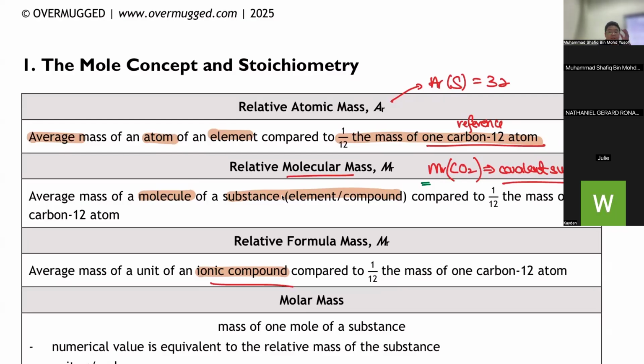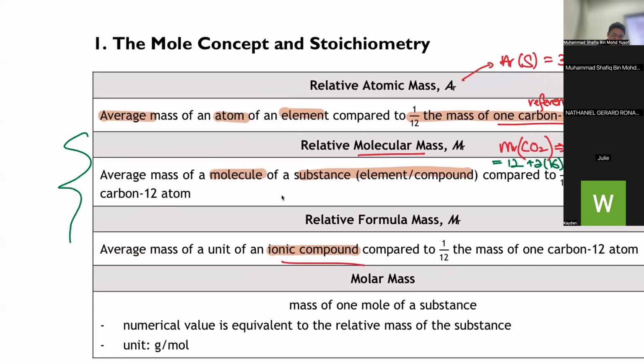As Ryan is trying to say, carbon is 12, then oxygen is 16. But take note, there are two of them. So 12 plus 2 times 16 is 44. So MR is just the sum of the individual AR at the end of the day. So that is the idea. It's the sum of the AR. You just need to add up.